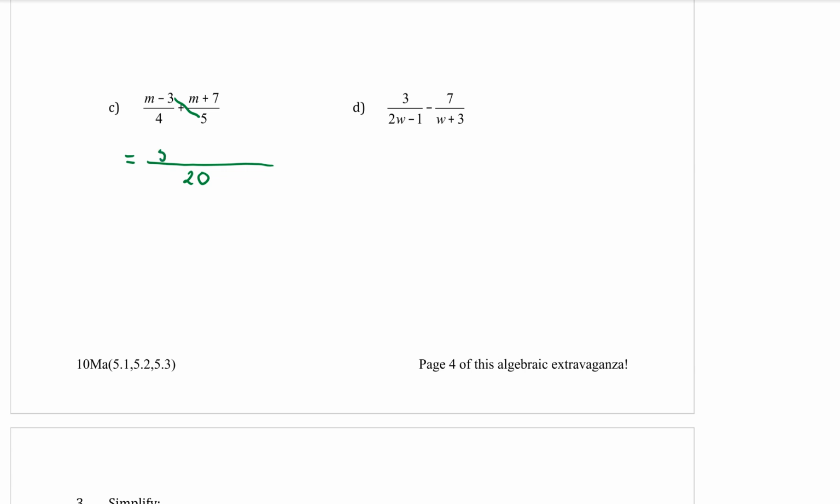So 5 bracket m minus 3. Then I have my plus sign.